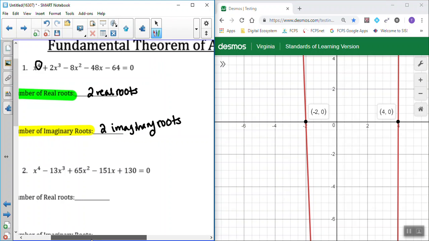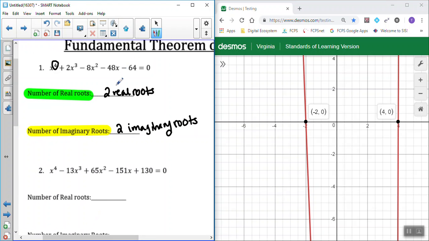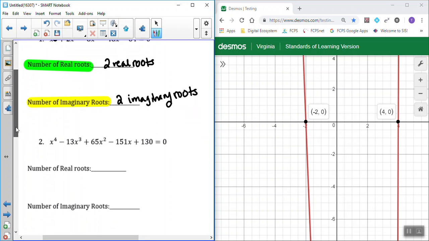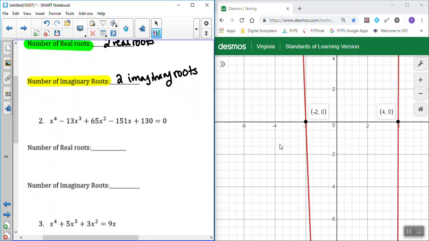That's all I'm going to have you do in this unit. I'm not going to have you calculate the roots or do all the solving, but we're just interested in the type of roots this polynomial has.